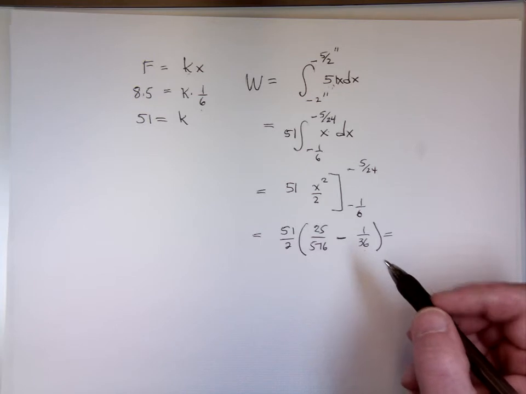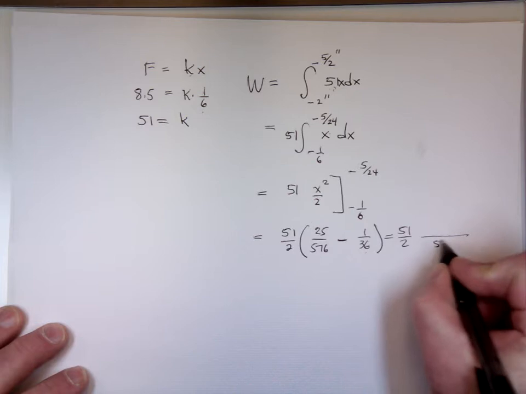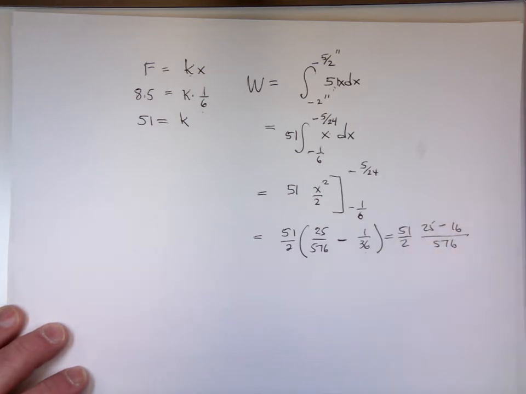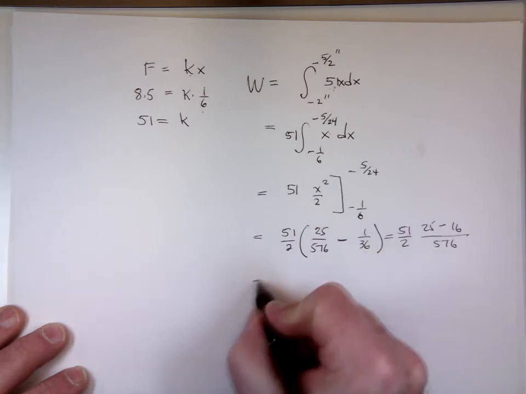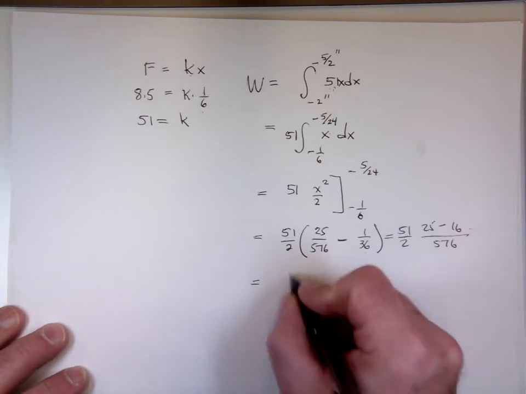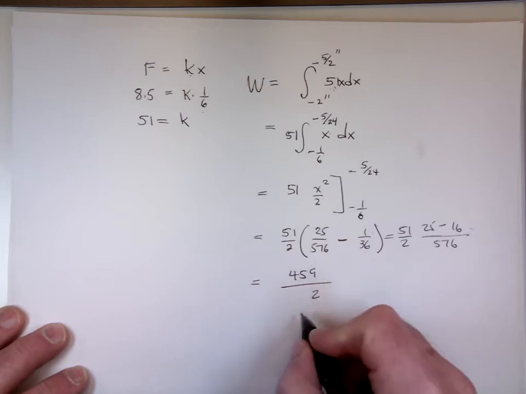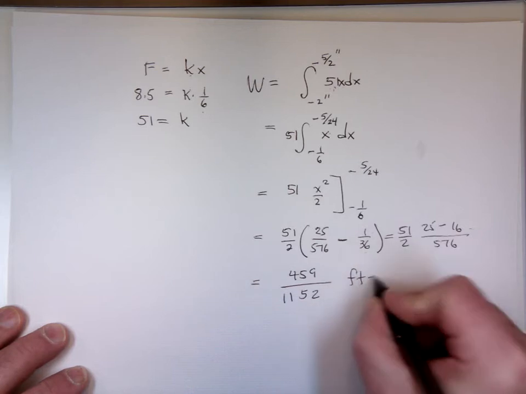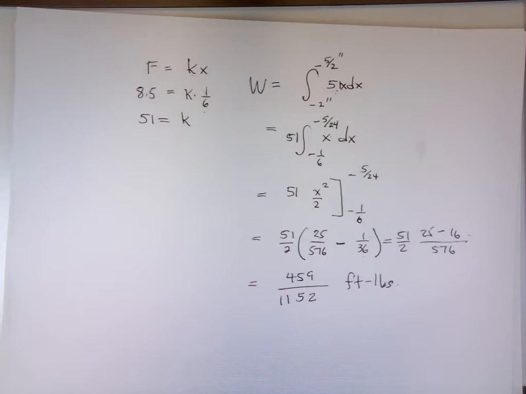So, I've got 51/2, 576, I have 25 minus 16. Okay, multiply by 16 over 16. That gives me 9 times 51, 459 over 1152. That would be in foot-pounds of work.